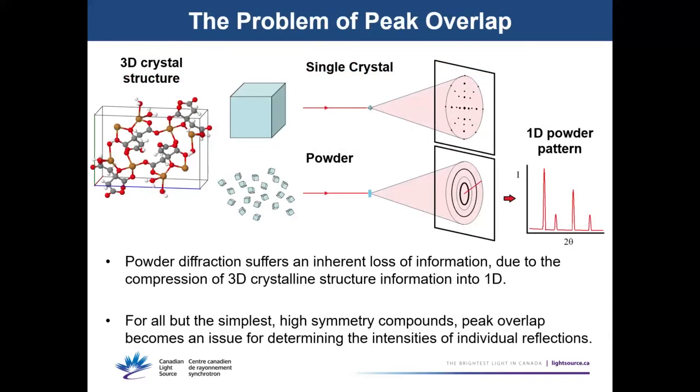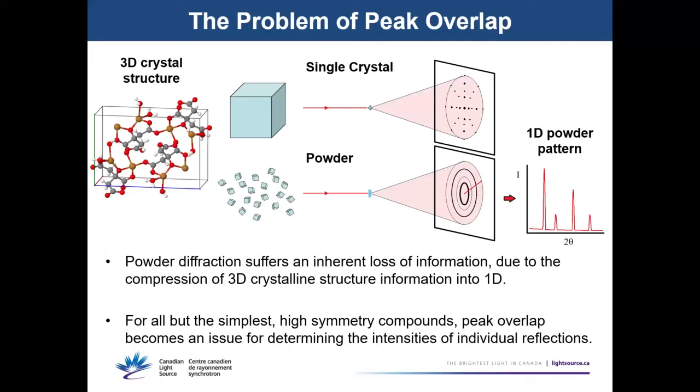Powder patterns always suffer an inherent loss of information compared to a single crystal diffraction experiment. With a single crystal diffraction experiment, you collect a pattern of spots at many different crystal orientations. You might collect hundreds, even sometimes thousands of different patterns by rotating the crystal in small steps and collecting a new pattern at each step.